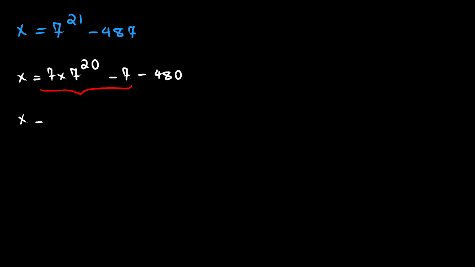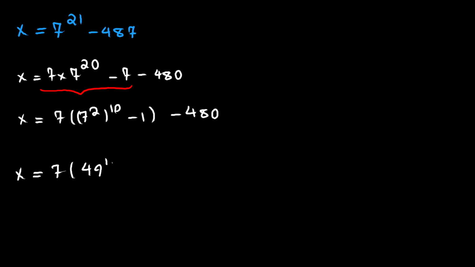So we will have x equals 7 multiplied by 7 to the power of 20, which can be written as 7 squared to the power of 10, and then minus 1 minus 480. Now 7 squared is clearly 49. So we have this.